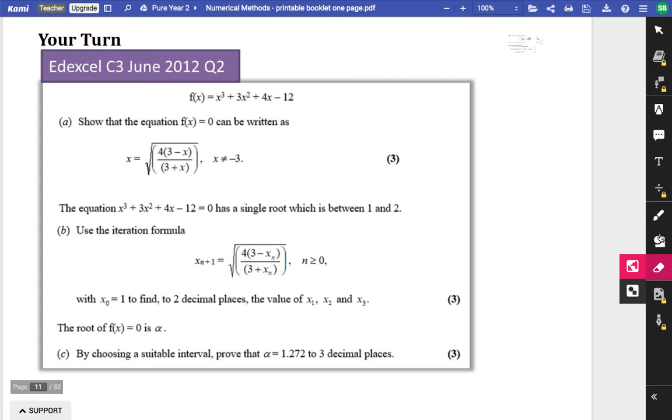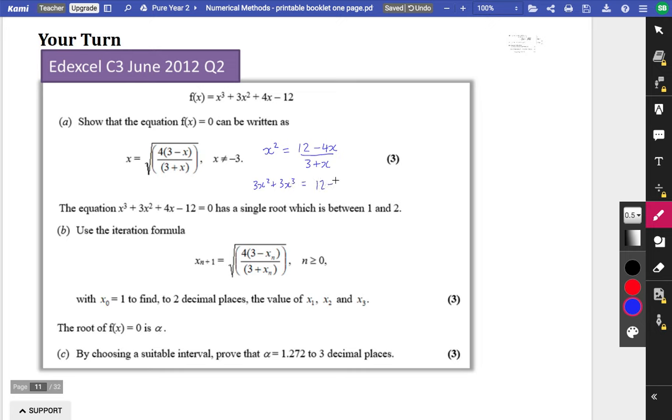Okay, so sometimes these can actually be quite difficult to do, so you really should look at the thing that you're aiming for. I would actually manipulate this thing first. So I would think to myself, I'm going to actually go in reverse for a second. I'm going to square both sides so that I get x squared equals, and I'm also going to multiply out this top part here. I'm going to get 12 minus 4x all over 3 plus x. So when I multiply that up, you're going to get 3x squared plus 3x cubed equals 12 minus 4x.